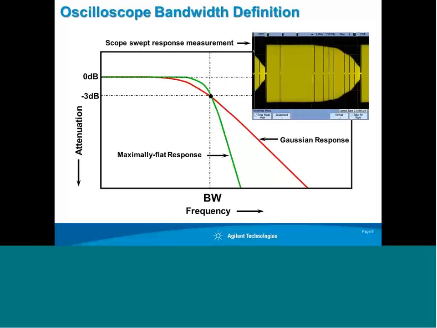Now, we're showing two different frequency responses here. The red trace represents what's known as a typical Gaussian frequency response, and most scopes 1 gigahertz and below have what's known as a Gaussian frequency response. But some of the higher bandwidth scopes, 1 gigahertz and above, have what's called a maximally flat response, which begins to approach what some people might call a brick wall response.